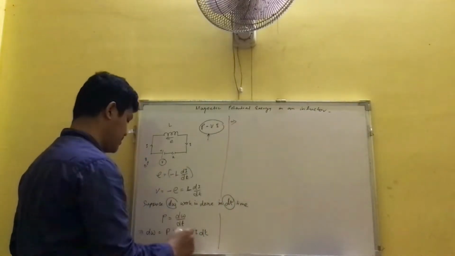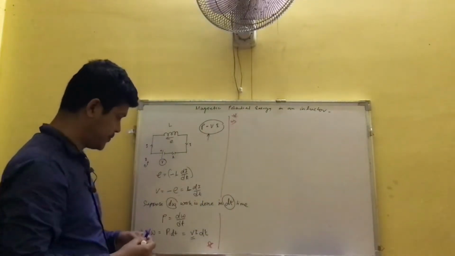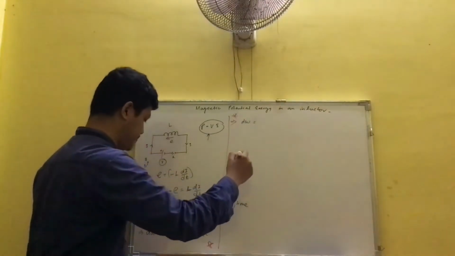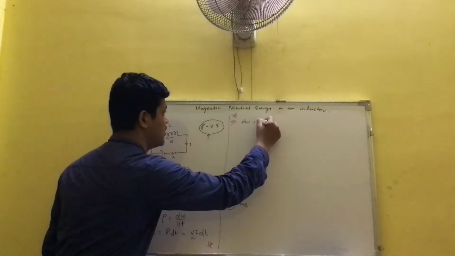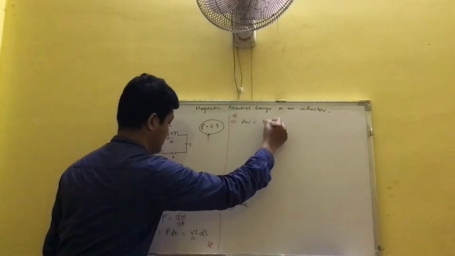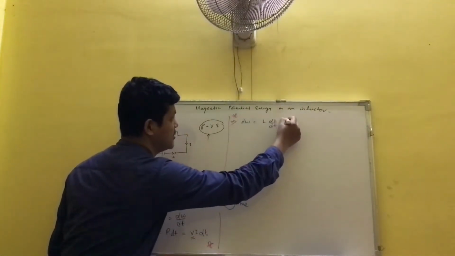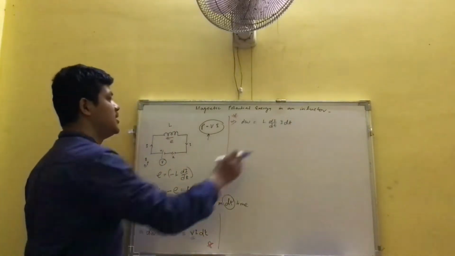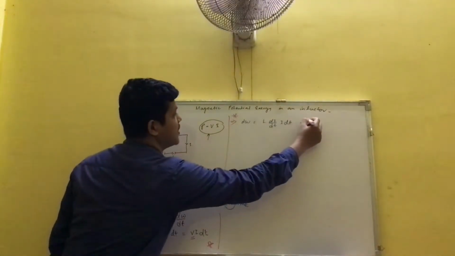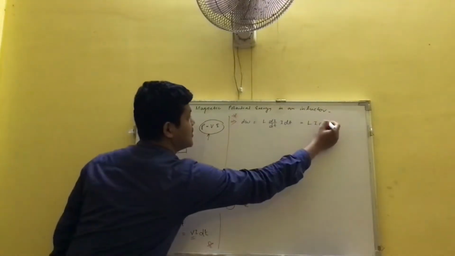So now dW will be equal to inductance L, di by dt, I dt. Here dt cancels. So what we will have is L I di. We can write that.